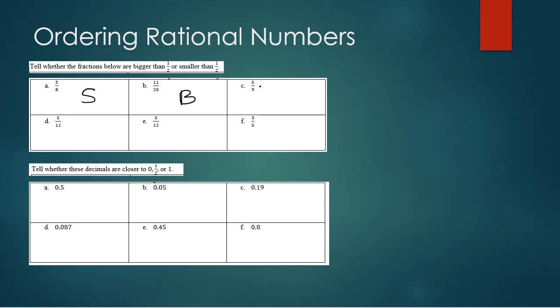For C, 5/9. Well, half of 9 would be 4.5, and since 5 is bigger than that, we would say 5/9 is bigger than 1/2. 5/11. Half of 11 is 5.5, and so 5/11 would be smaller than 1/2. 5/12. We know that half of 12 is 6, so if you only have 5 out of 12, then that means you have less than 1/2. So that would be smaller than 1/2. And then for the last one, 3 out of 5, well, we know half of 5 is 2.5. So if you have 3 out of 5, that one is going to be bigger than 1/2.